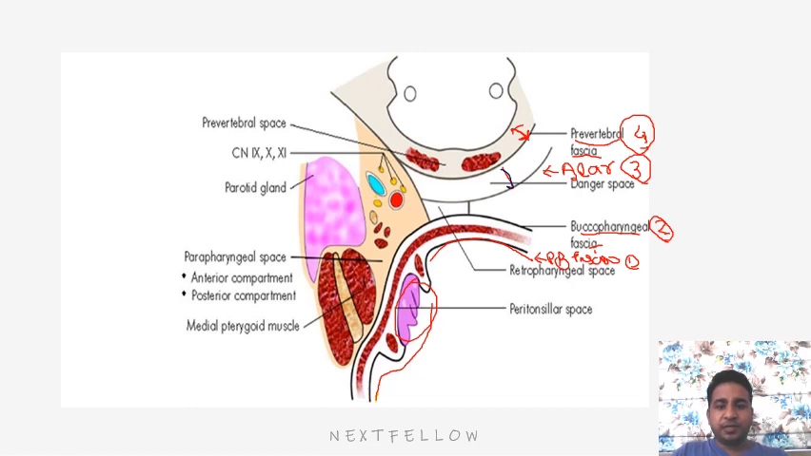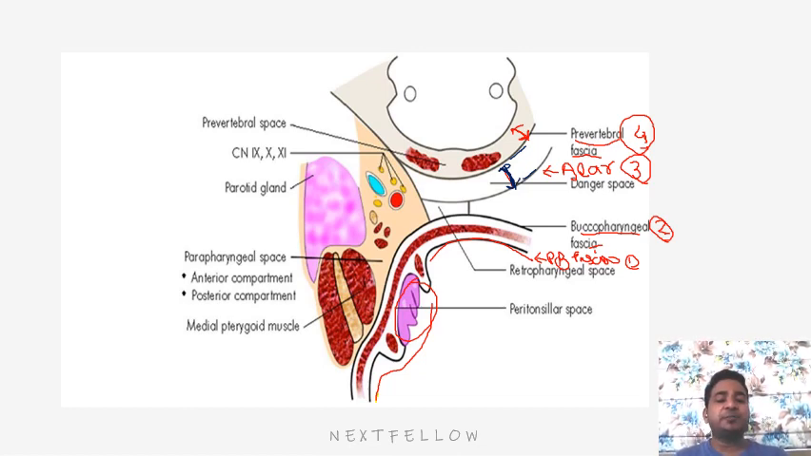Now this space is known as alar space. Okay, so this is my alar space. That means the space between the alar fascia and the prevertebral fascia. This is my prevertebral fascia, this is my alar fascia. So this space is known as alar space, or we can say the danger space.